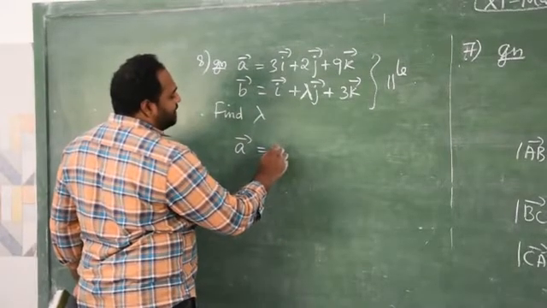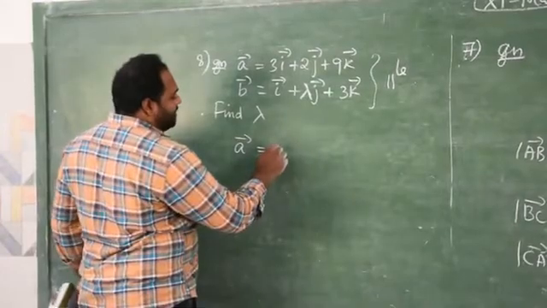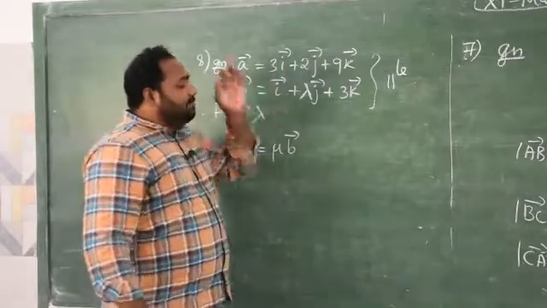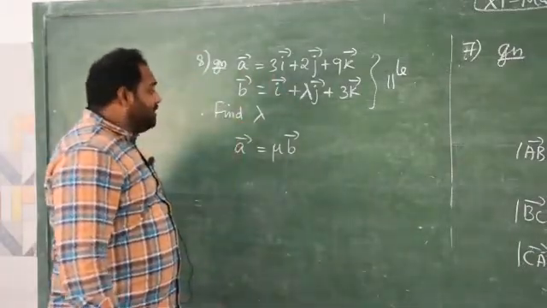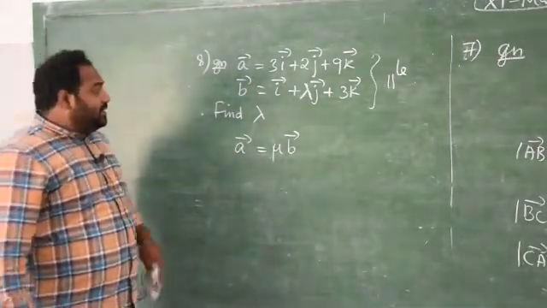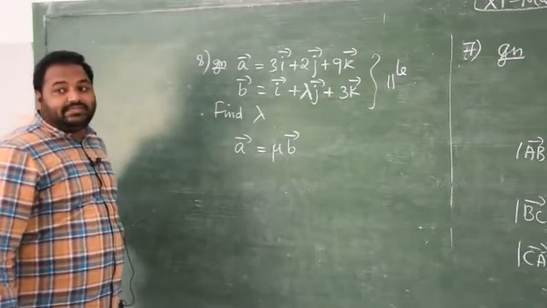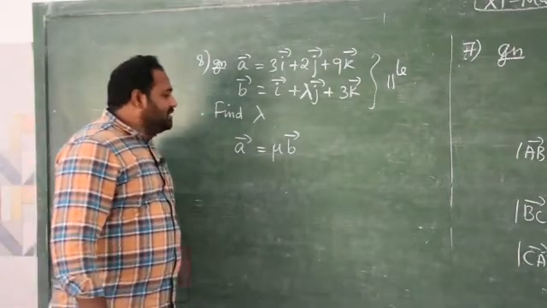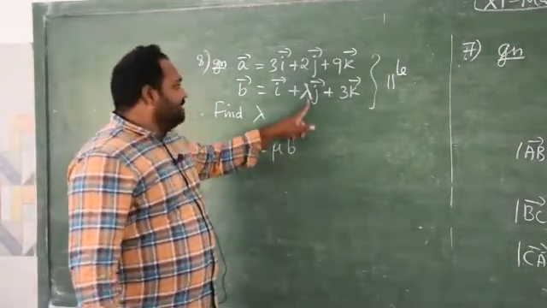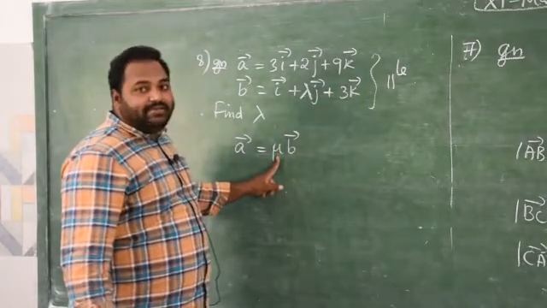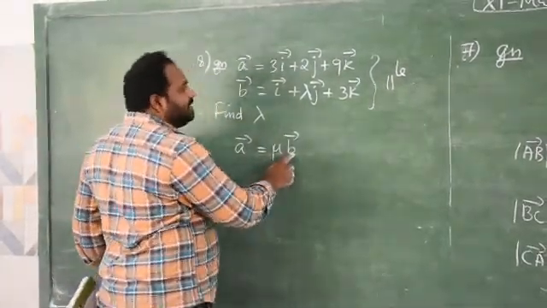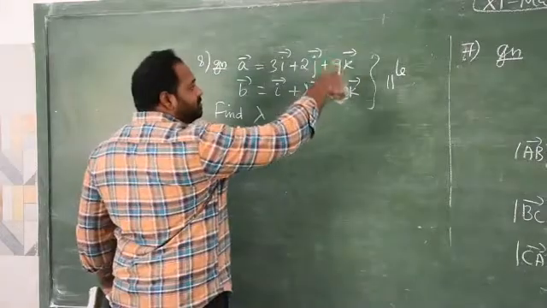If two vectors are parallel, one vector is a scalar multiple of the other vector. Since A and B are parallel, these two vectors will satisfy this condition. Here mu is the scalar multiple. Since we already have lambda, I am just changing the variable to mu. So a vector that is a scalar multiple of another vector is parallel to it. These two are parallel vectors.